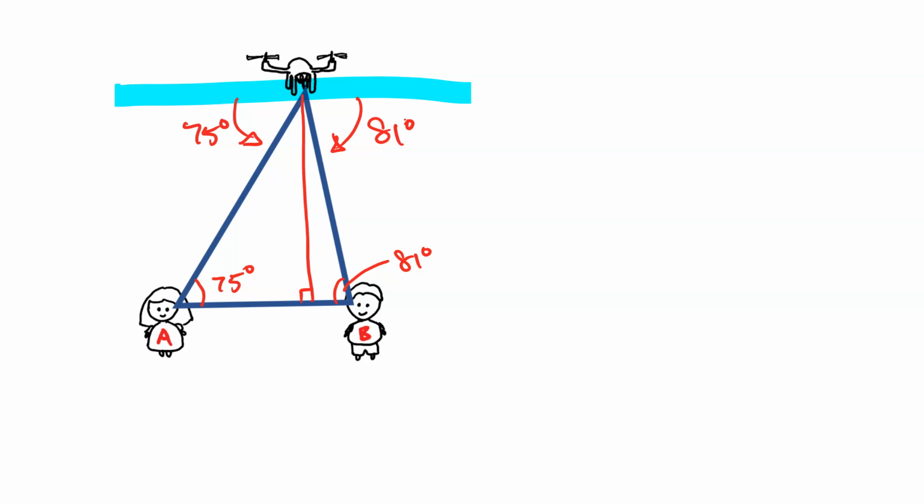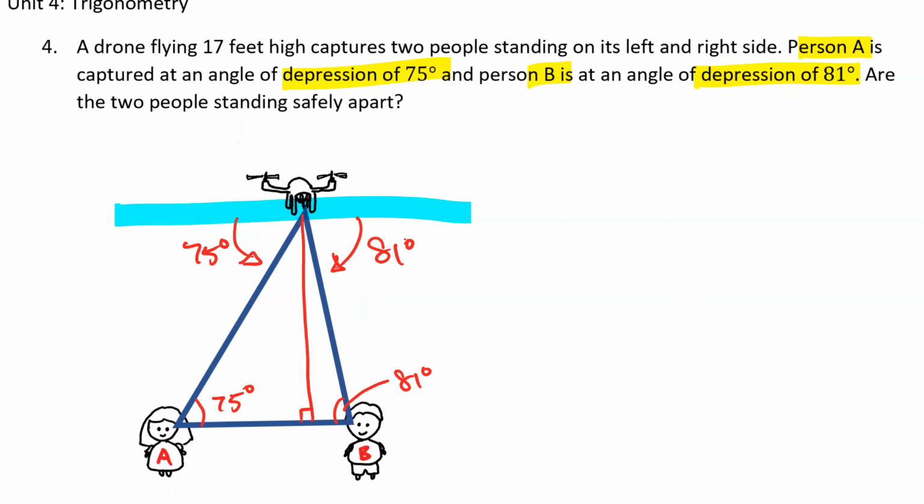Really the question is asking, are the two people standing safely apart? This is definitely a social distancing question. Am I missing anything? Yep, I did mention that it is 17 feet high. That's a very typical height for where a drone might fly. This is 17, right here, 17 feet high.